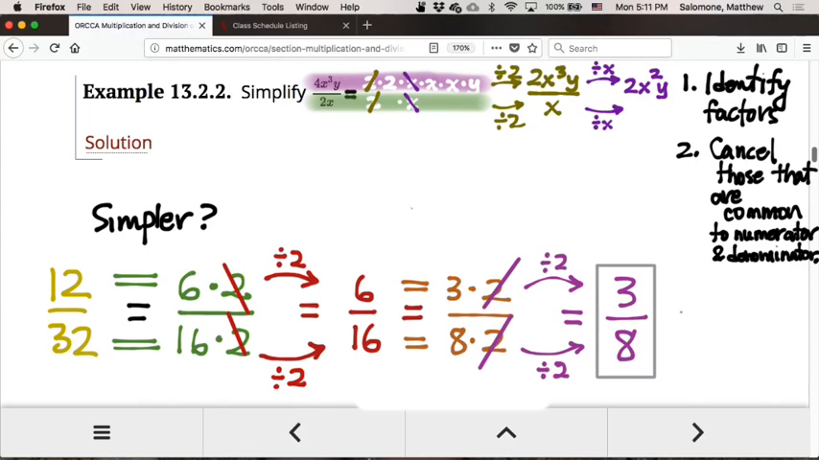So there was our two-step process. Identify what all the factors are, and then for those factors that are common to the top and the bottom, we'll just cancel them away. And that's our strategy for simplifying a rational expression. Just the same process that we did when we simplified fractions once upon a time.